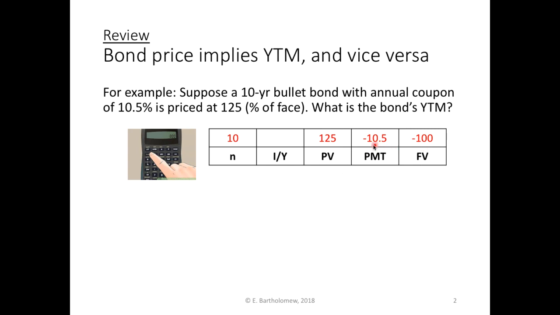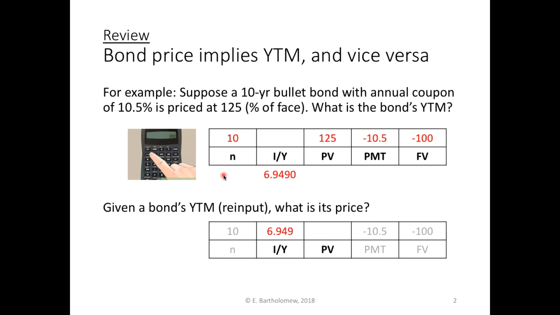So that means minus 10.5 is being paid every year through year 10, and then in the final year, minus 100 is being paid. So this corresponds to the cash flows of the bond. And then to obtain the yield to maturity, we just hit the IY key, and we get 6.9490. Okay, and remember that's in percent.